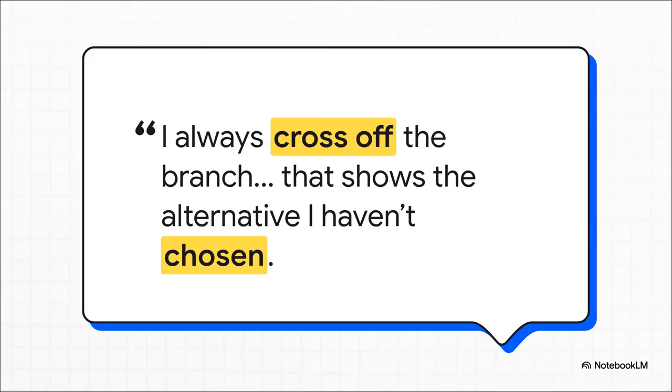And here's a great little practical tip. Once you've made your decision, you can actually go back to your diagram and physically cross off the losing branch. It's a simple thing, but it visually cleans up the tree, leaving you with a crystal clear map of the path you've decided to take.